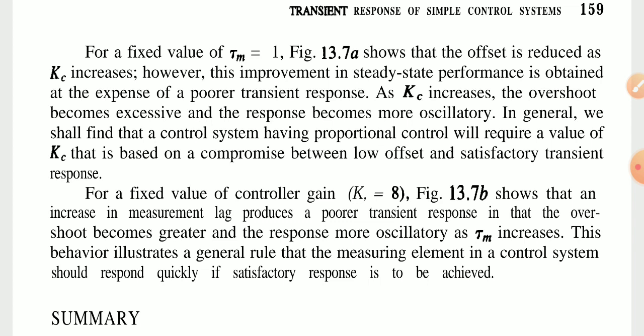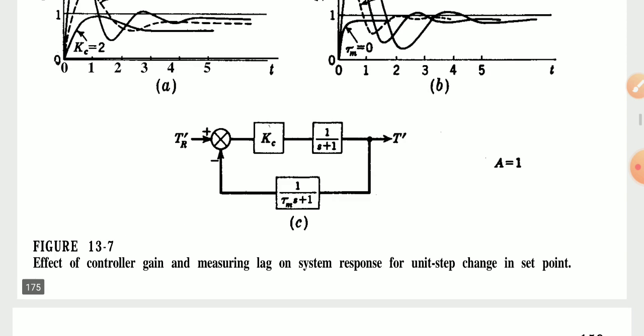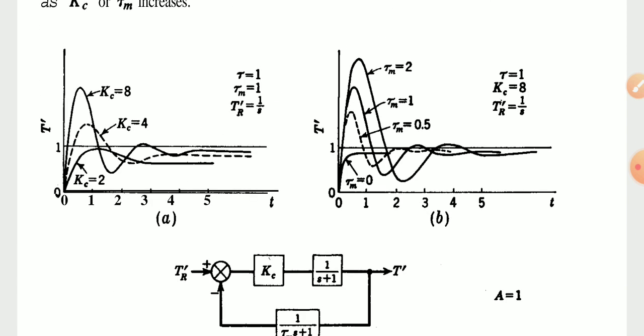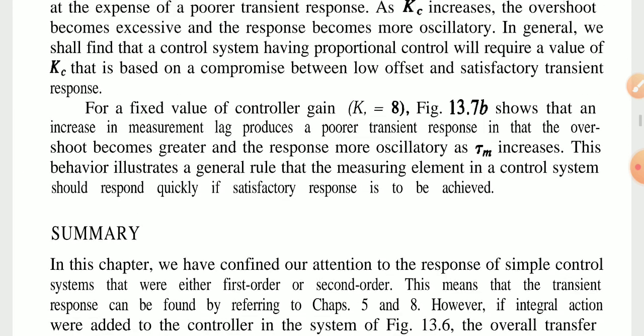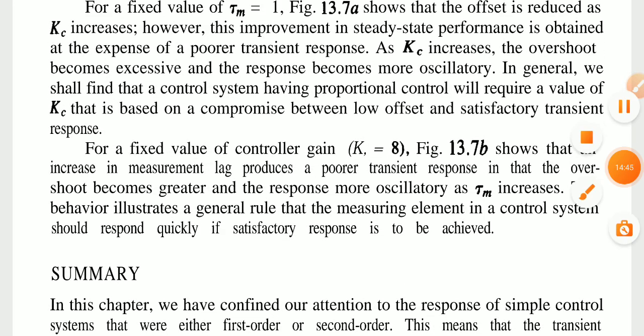This is for a fixed value of controller gain, Kc equal to 8. Figure 13.17b shows the increase in measurement lag; if you look graphically at the system, in the second graph the values increase. Measurement lag produces a poorer transient response, in that the overshoot becomes greater and the response more oscillatory as tau m increases. This behavior illustrates a general rule of the response: the measurement and control system should respond quickly if a satisfactory response is to be achieved.